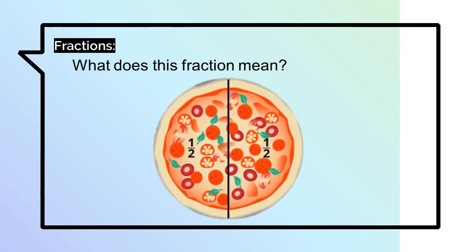What does this fraction mean? If we look at this pizza, the denominator or the bottom number tells us how many slices to slice the pizza. And the numerator or the top number tells us how many of those slices we can have. So 1 half tells us that we have sliced our pizza into 2 slices. And we can take one of those slices.